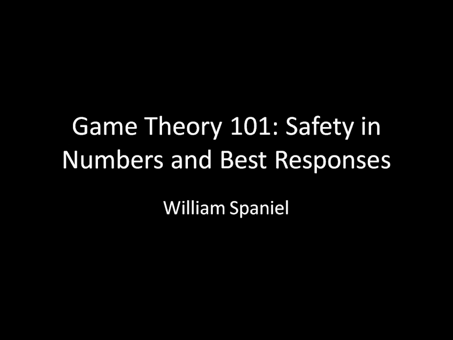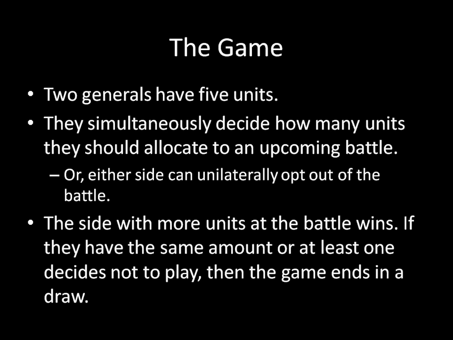Today we're going to see why there's safety in numbers as we start looking at games with more than just two strategies per player. Here's the game that we're looking at today. Two generals have five units or troops. They simultaneously decide how many units they should allocate to an upcoming battle. Or either side can unilaterally opt out of this battle by electing to pass instead.